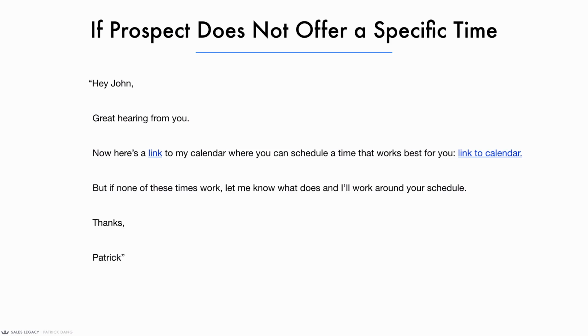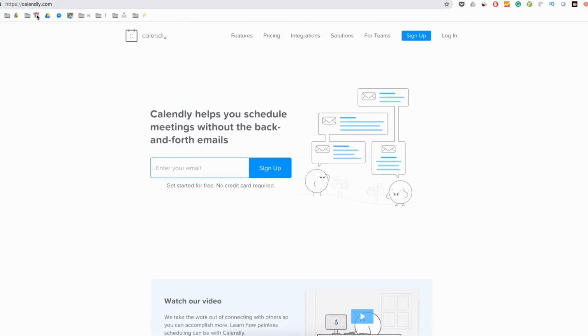Thanks, Patrick. So in this example, I'm using a link, right? So essentially, if you're using a different software where it has your calendar and it has an option for people to pick a time and day and when they can schedule a meeting with you, then that also works too. So they could just click here. One of the softwares I recommend is Calendly.